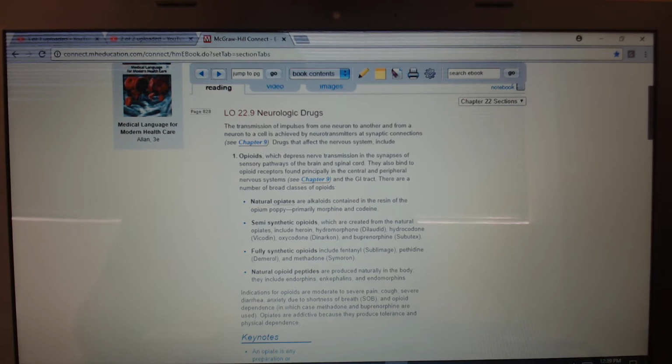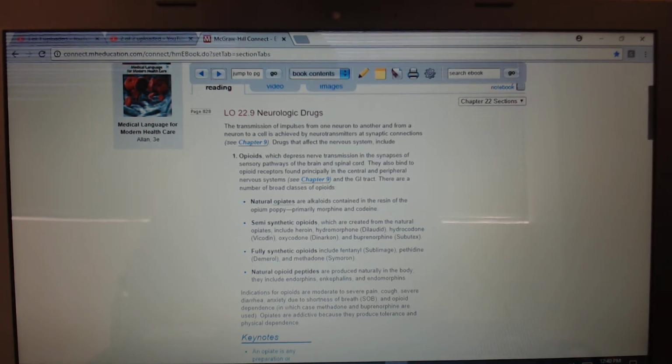There are a number of broad classes of opioids. Natural opiates are alkaloids contained in the resin of the opium poppy, primarily morphine and codeine. Semi-synthetic opioids, which are created from the natural opiates, include heroin, hydromorphone (Dilaudid), hydrocodone (Vicodin), oxycodone (Percodan), and buprenorphine (Subutex). Fully synthetic opioids include fentanyl (Sublimaze), pethidine (Demerol), and methadone (Dolophine).